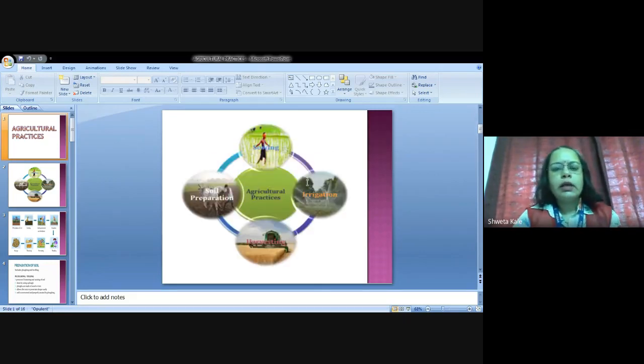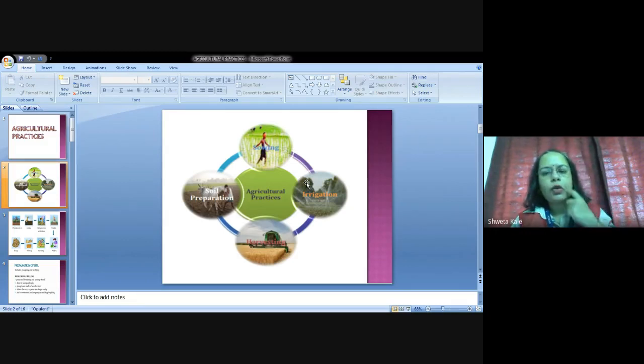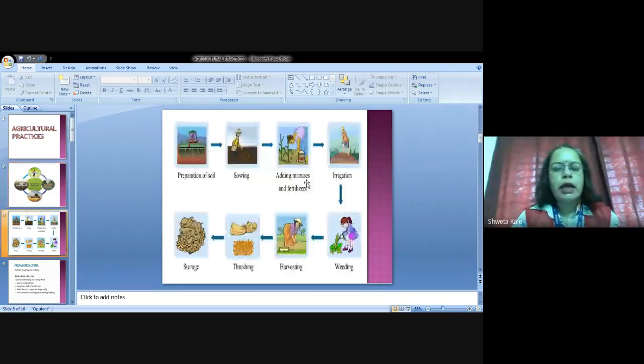Now, this is a flow chart which is showing you the major steps involved in the agricultural practices. The step number one is soil preparation, followed by sowing of the seeds, then proper irrigation of the crop, and lastly, harvesting of the crop. So these are the major four steps in agricultural practices. Now we will see what are the subtypes to it.